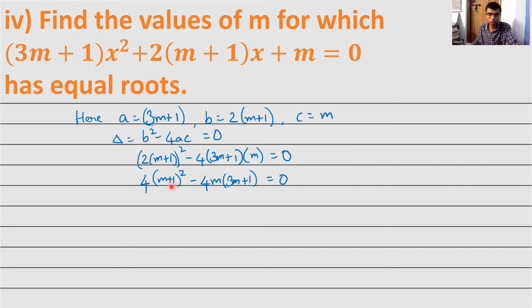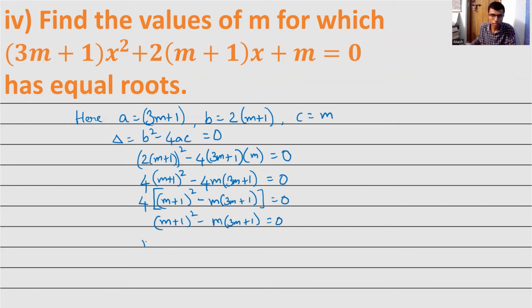Now if you observe these two terms, I can take 4 common, so I'd get 4 times m plus 1 whole square minus m into 3m plus 1 is equal to 0. Now if I send 4 to this side, I'll get 0 by 4, it's nothing but 0. And I'll be left with m plus 1 whole square minus m into 3m plus 1 is equal to 0.